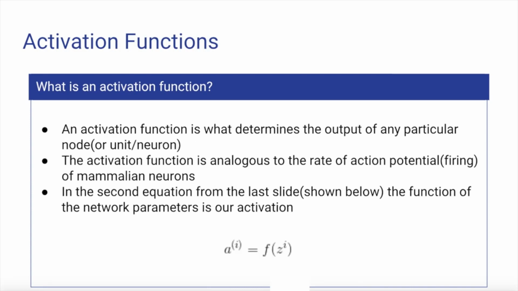What is an activation function? Good, I'm glad you asked. An activation function is what determines the output of any particular node. As we saw in the previous example, we're running the activation function over the weights, the input sample, and the bias of our neuron. And that will determine the output of that neuron into the next layer or into the output. All right.